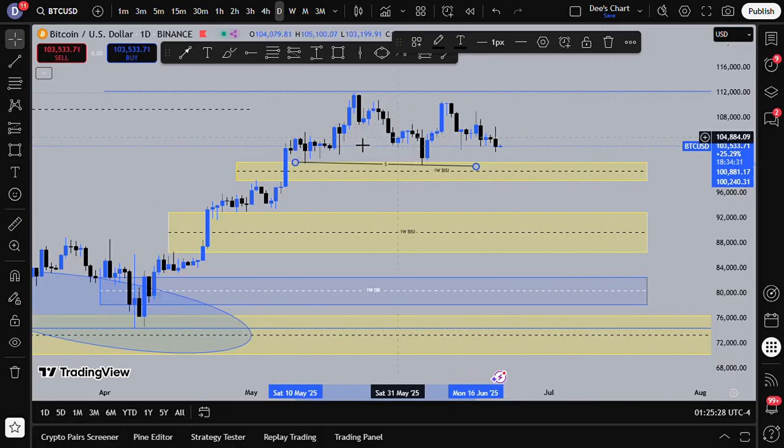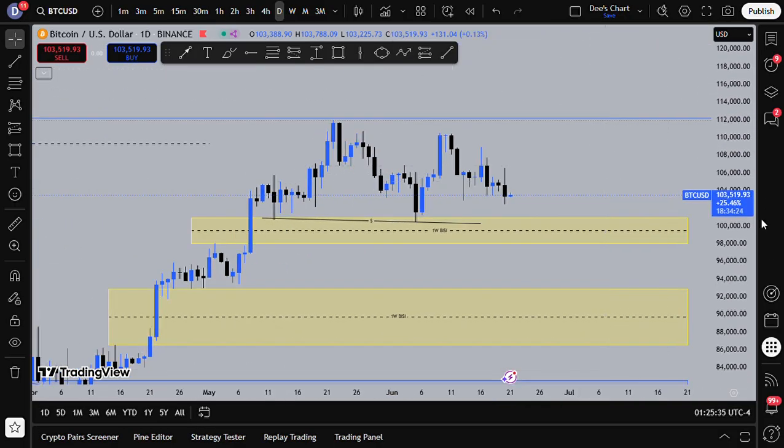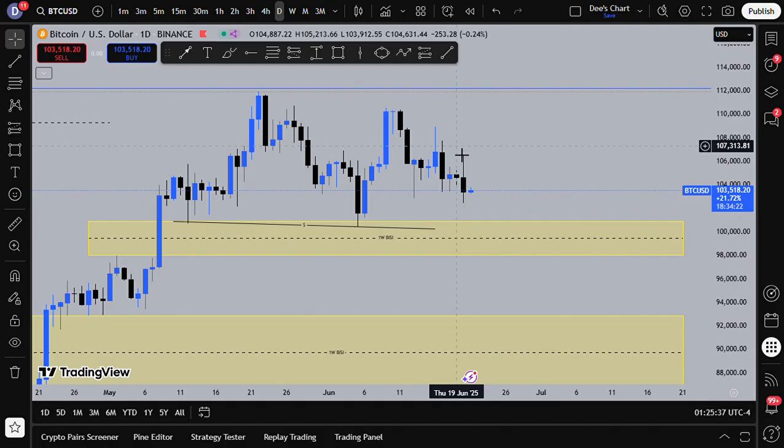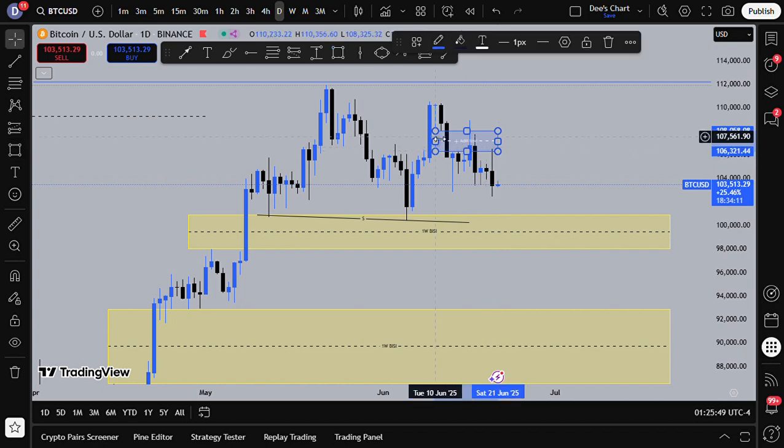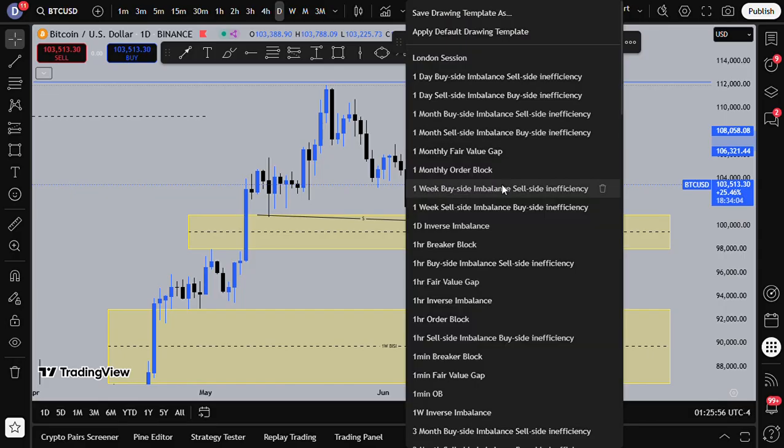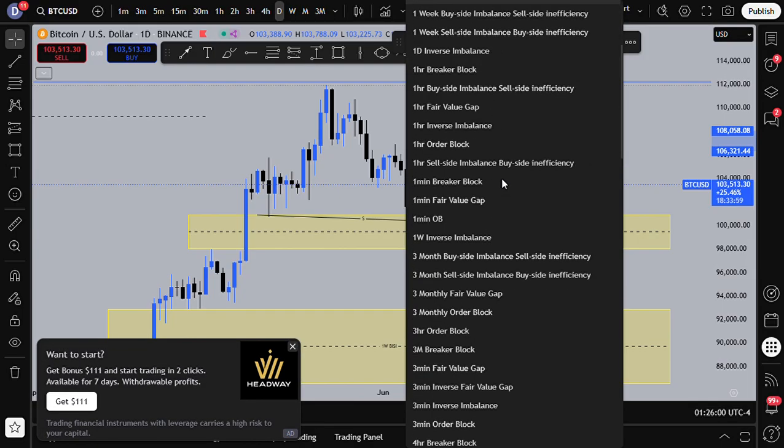So as you can see, we are consolidating on the daily time frame, but you can make use of this consolidation. What I normally do when I see consolidation is look for order blocks or fair value gaps. As you can see, I've got a balanced price range. A balanced price range is just an area where two fair value gaps overlap each other, which makes it one of the strongest and most powerful entries of all time.